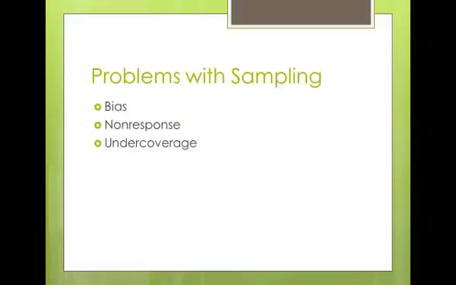Now, as I mentioned on the last slide, we can have some problems with sampling. We can have some things come up that make it difficult for us to use our sample to accurately represent the population. One of these things is bias. Bias means that our sample does not look like our population.